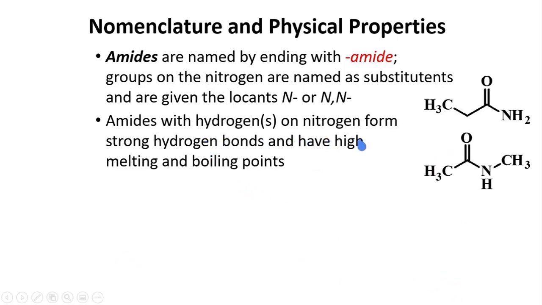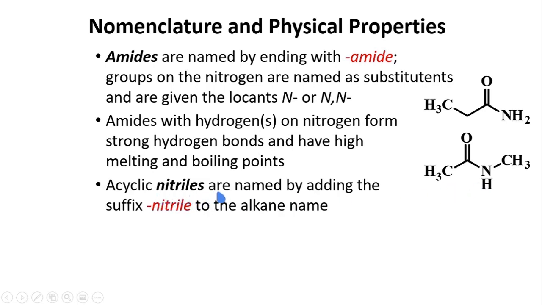Amides with hydrogens on nitrogen form strong hydrogen bonds and have high melting and boiling points. Thus, as long as there's a hydrogen attached to the nitrogen, the boiling points of amides are very high. If you have secondary amides, the boiling points become lower.